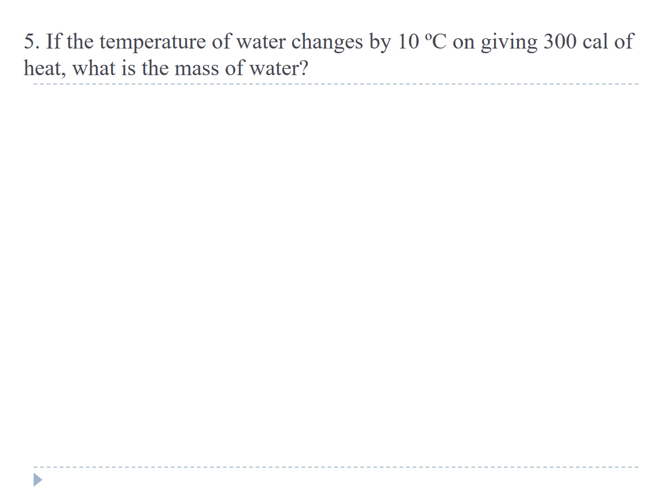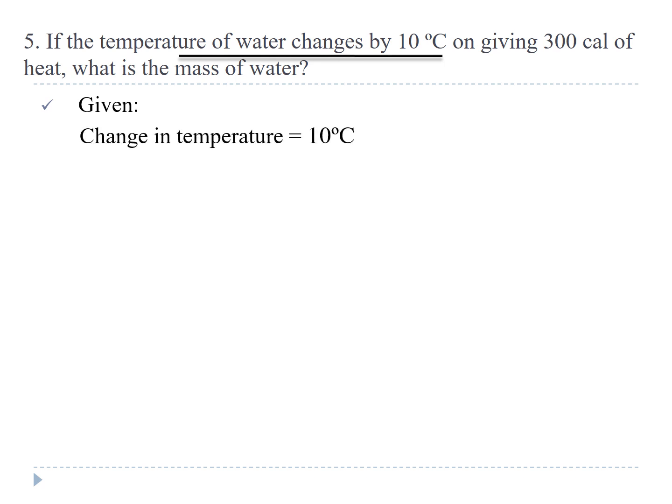Next one. If the temperature of water changes by 10 degrees Celsius on giving 300 calorie of heat, what is the mass of water? Let's start by writing what is given. Temperature of water changes by 10 degrees Celsius. So the substance here is water. Temperature changes 10 degrees Celsius. So change in temperature is 10 degrees Celsius.